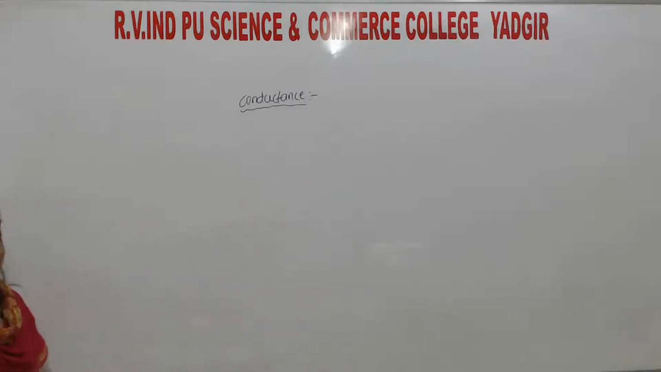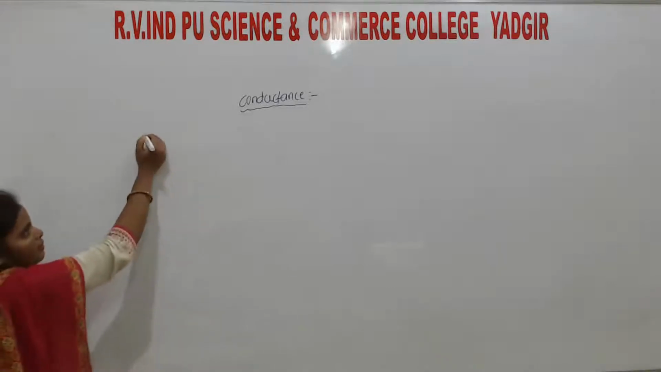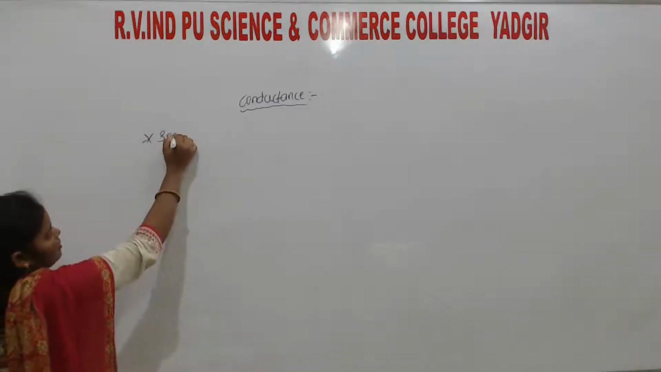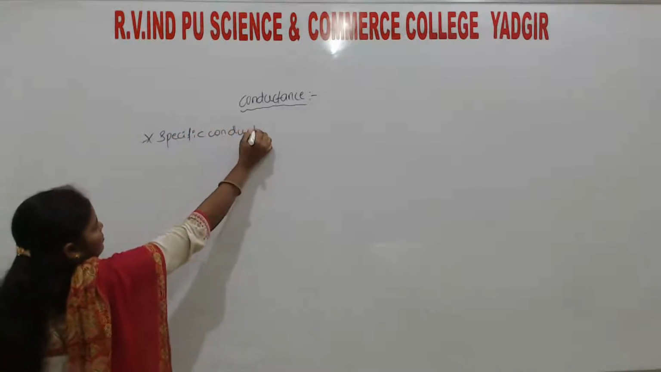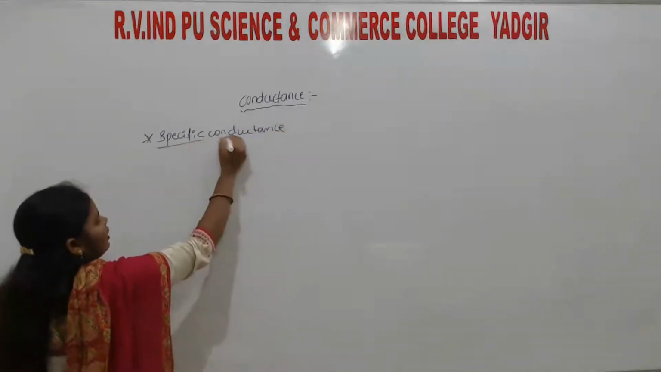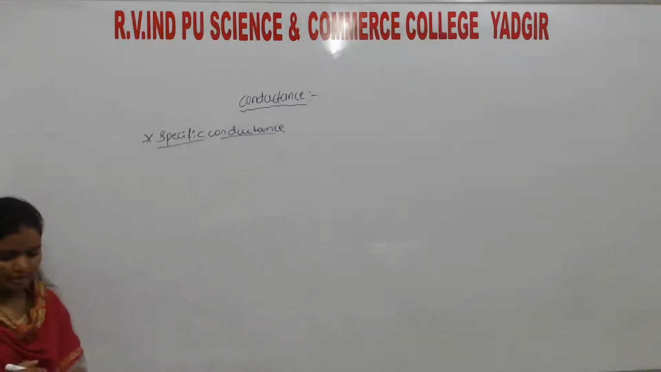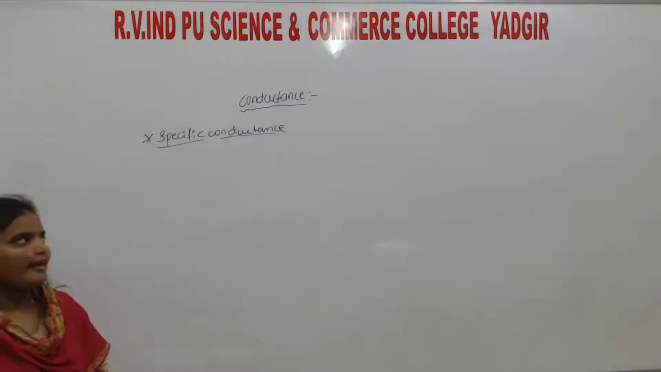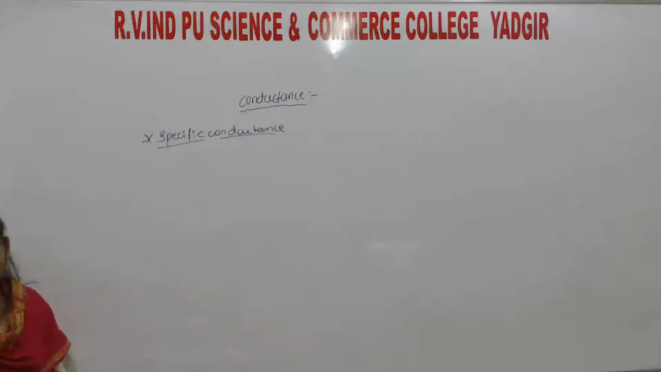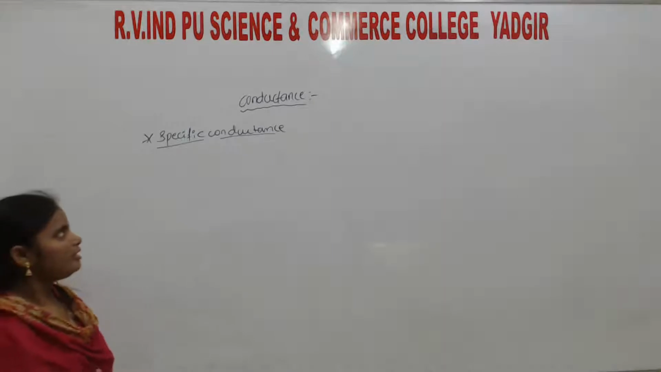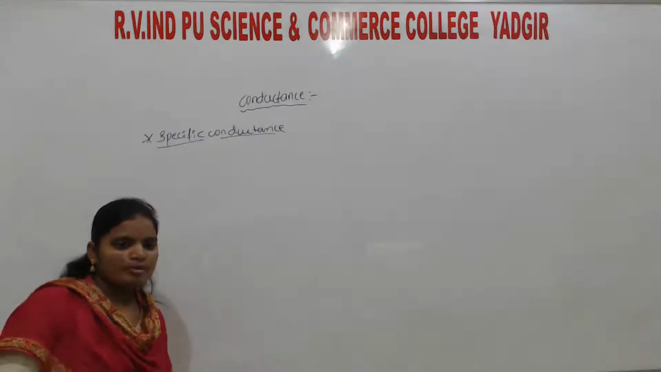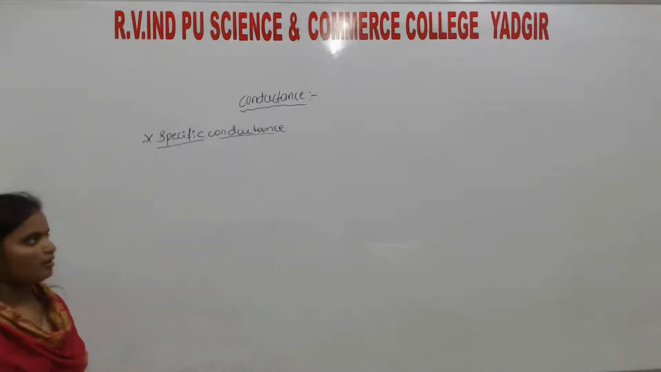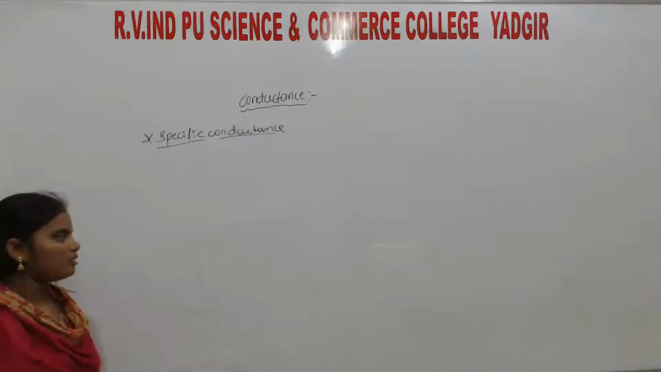First, specific conductance. Here, this specific conductance is directly proportional to the length and inversely proportional to the area of cross section.